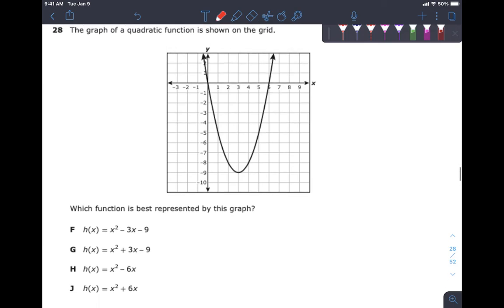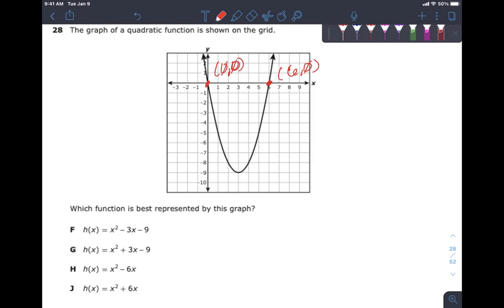All right. So now this graph is going to be a little bit unusual for us to figure out. There's lots of different ways that we could do this. And I'm trying to think what is the easiest way for us to do this. So, of course, the first thing that we can very easily identify is these solutions. 0, 0, 6, 0.